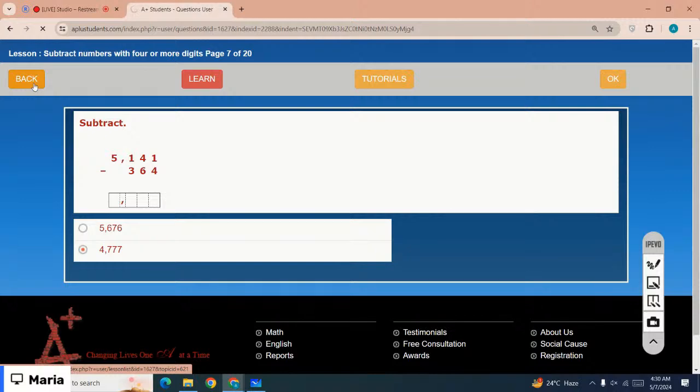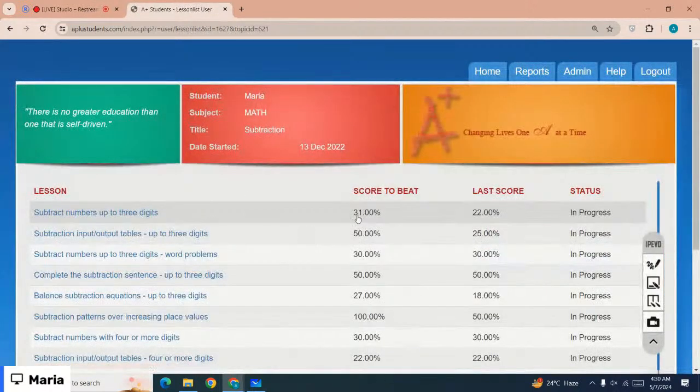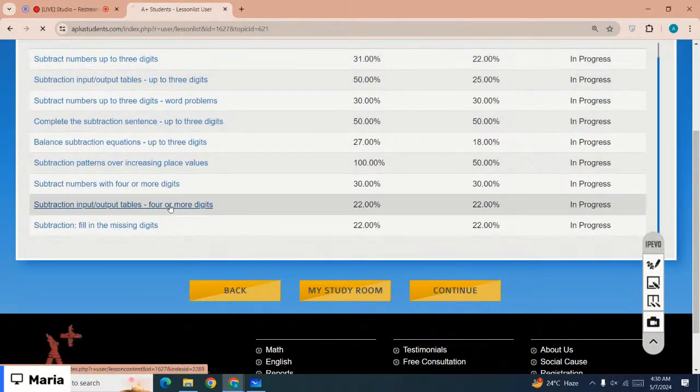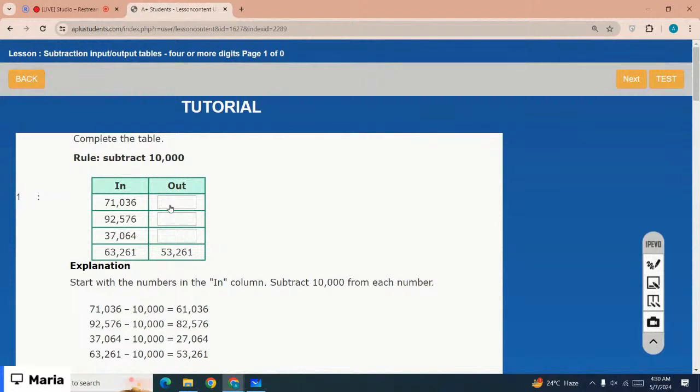The next lesson is subtraction input output tables, four or more digits. So we have already done these tables earlier with addition, like in grade 2 and grade 3 also. So that's exactly the same. You have to apply the rule on each input value to find the corresponding output value. Here the rule is to subtract 10,000, so you need to subtract 10,000 from each input value to find the respective output value.